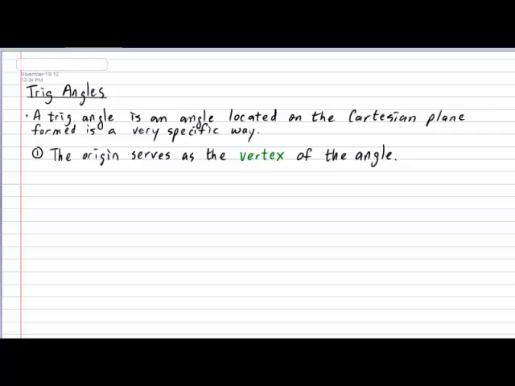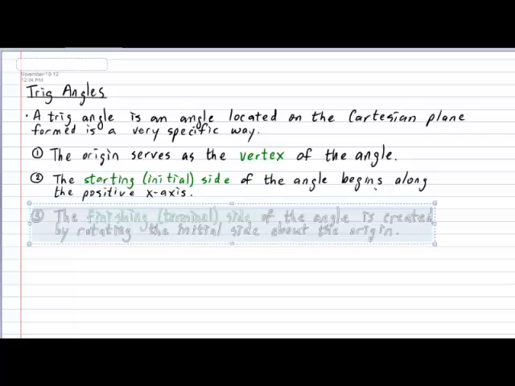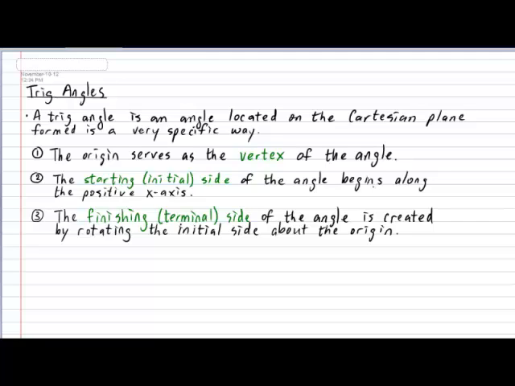The second consideration that goes into forming a trig angle is the fact that the angle has a starting or initial side which begins along the positive x-axis. And of course, to form an angle, we need a second side which is attached to the initial side, and that leads us to the third consideration. That second side is called the finishing or terminal side, which is created by rotating the initial side about the origin. We can either rotate it counterclockwise or clockwise.